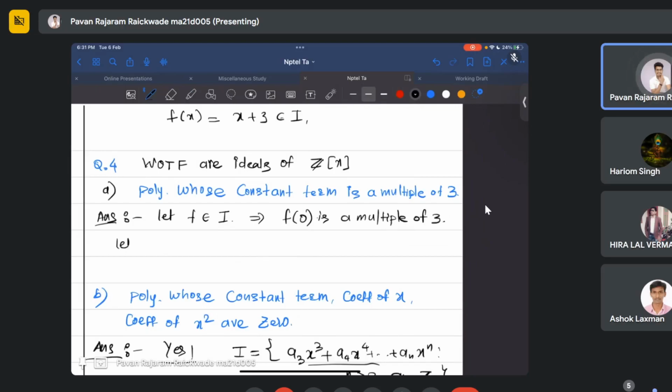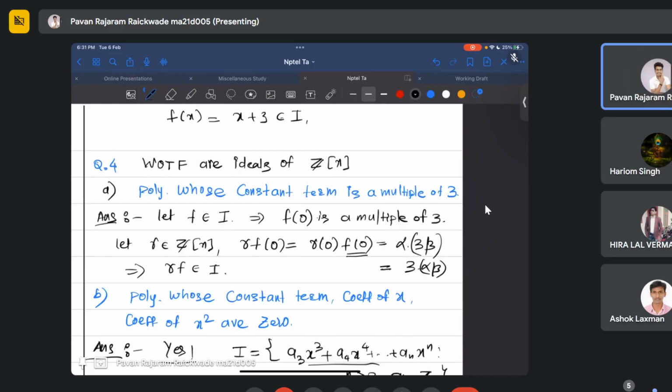Let any element r from Z[x]. What is rf at 0? The product in the polynomial ring is defined pointwise, so you can write it as r(0) times f(0). r(0) will be some alpha, let's say, and f(0) is 3 times beta, because f was in I, so it is a multiple of 3. But this is again 3 times alpha beta, again a multiple of 3, which implies rf belongs to I.